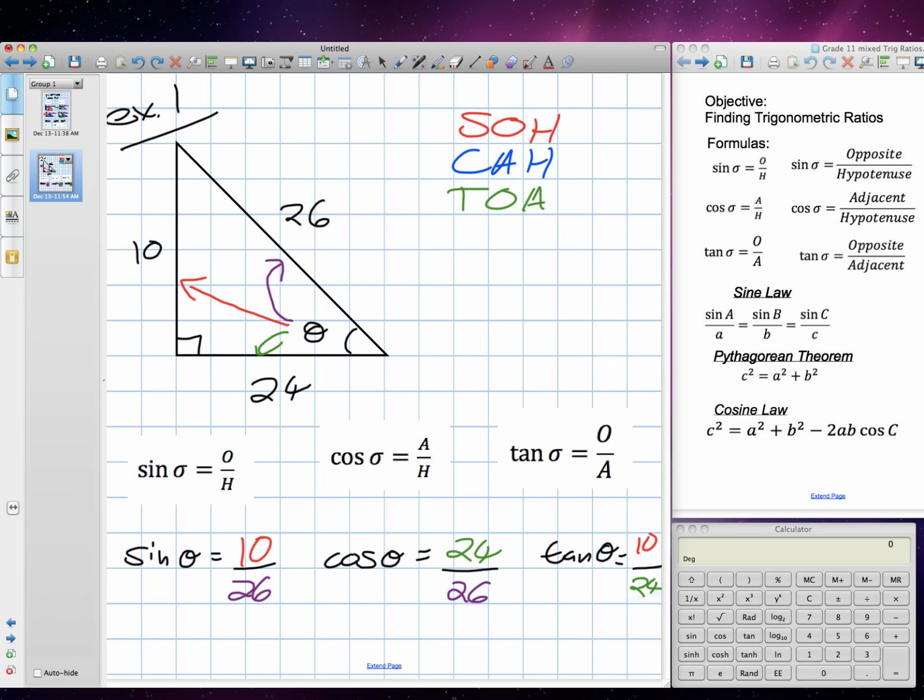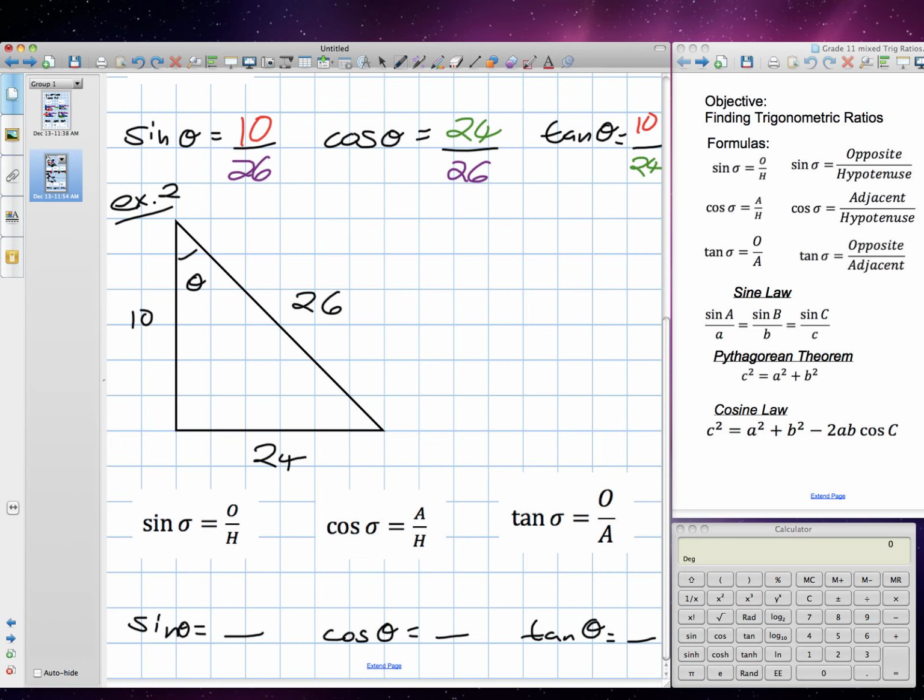Now, I'm going to quickly change the triangle a little, and I want you guys to try and figure this out. Example 2, I took the exact same triangle, but I changed where the angle was. Now, because the angle has changed, several parts of the triangle have also changed. What is now my opposite side? 24. Okay? Now in these ratios, where are my opposites? Where can I fill them in? I can do the numerator of sine, which would be 24, and the numerator of tangent. Both deal with the opposite side.